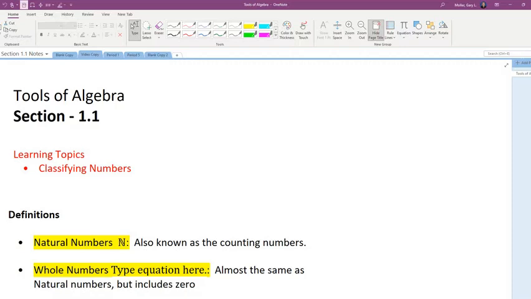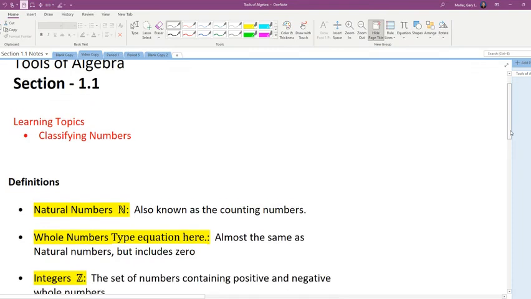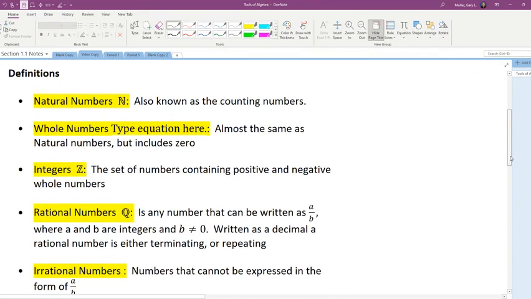In this video, we're going to be talking about the first section of the first unit, and this is called the Tools of Algebra. So today what we're going to be talking about is just the nature of numbers themselves. We're going to be just talking about classifying numbers, and this should be a pretty short lesson. So first off, let's go ahead and take a look at some of the first definitions.